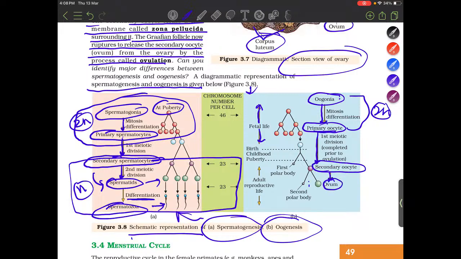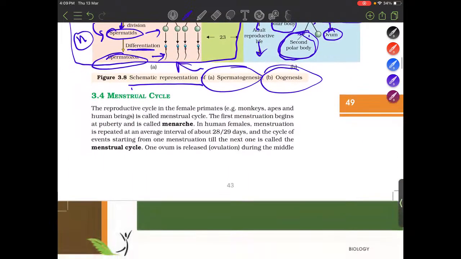So this is the second polar body, and this is the first polar body. The first polar body is formed at division of primary oocytes, and the second polar body forms after division of secondary oocytes. This is adult life of oogenesis.